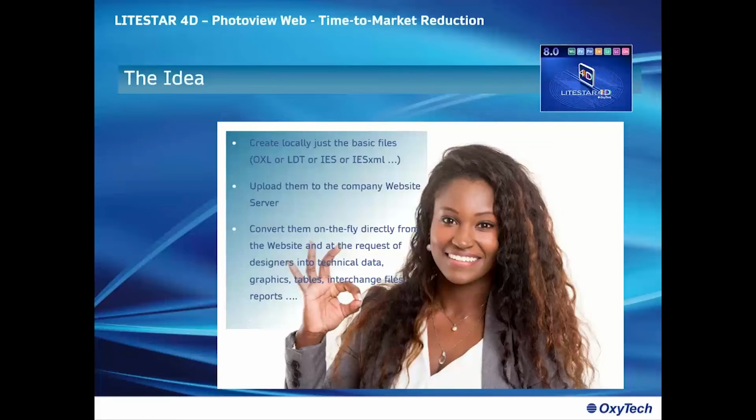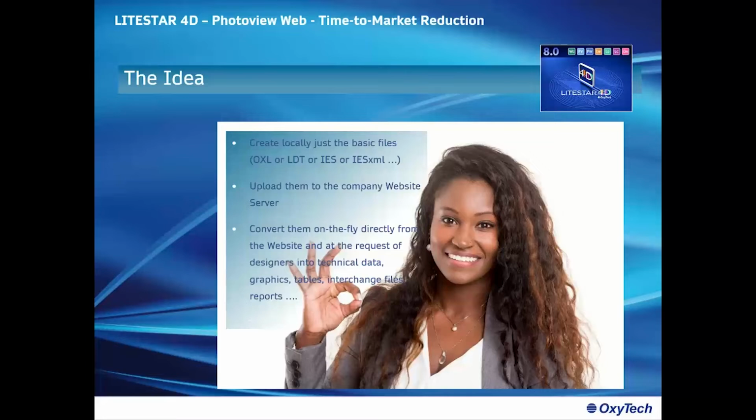In order to upload all the information to the web, we create locally just the basic files. It could be the OXL file, the LDT files, the ULUM.dat files, the IES file, or the brand new IES XML file. So the OXL file is an XML file that we started to develop in 2005. So it means 17 years ago.